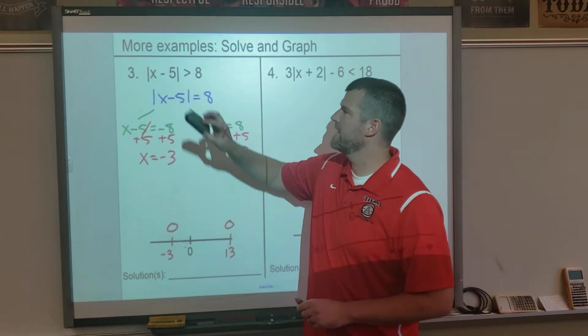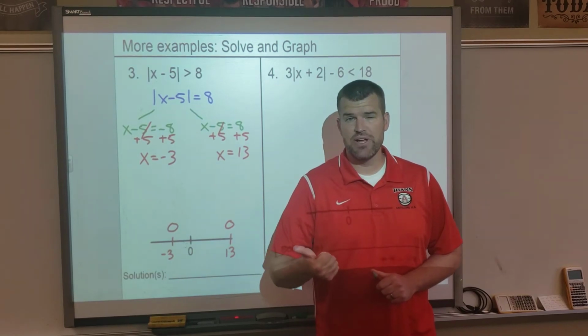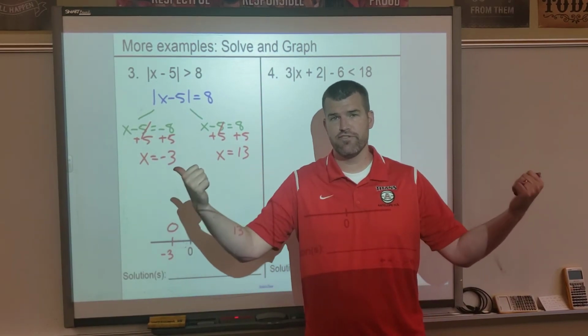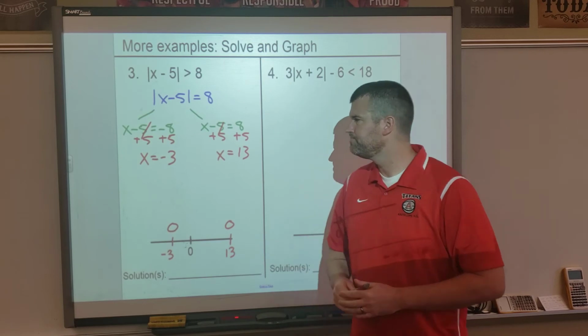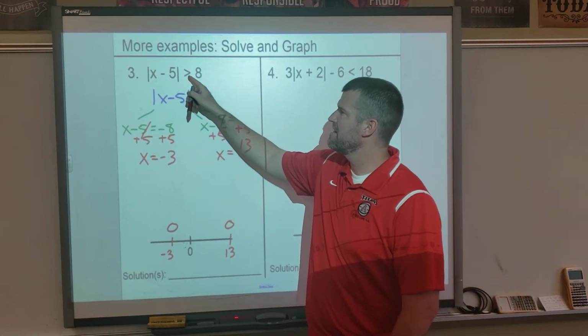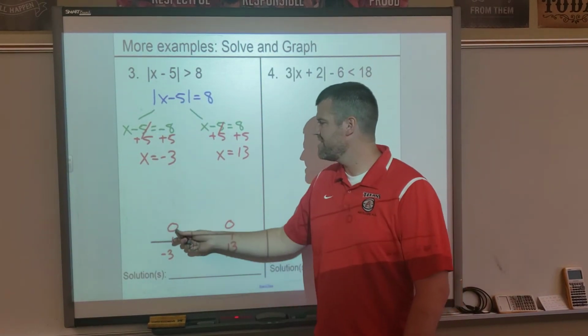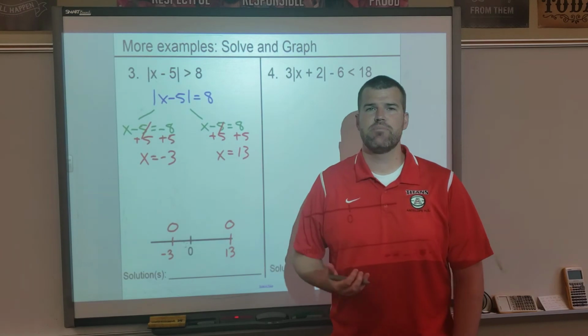Now is where I go back and look at the inequality to decide, 1, should I shade in my points? And 2, should we go away from each other or towards each other? So when I read this, this says the absolute value is greater. Does it say equal to? No. So I'm not going to shade these in. I'm going to leave them as open circles.